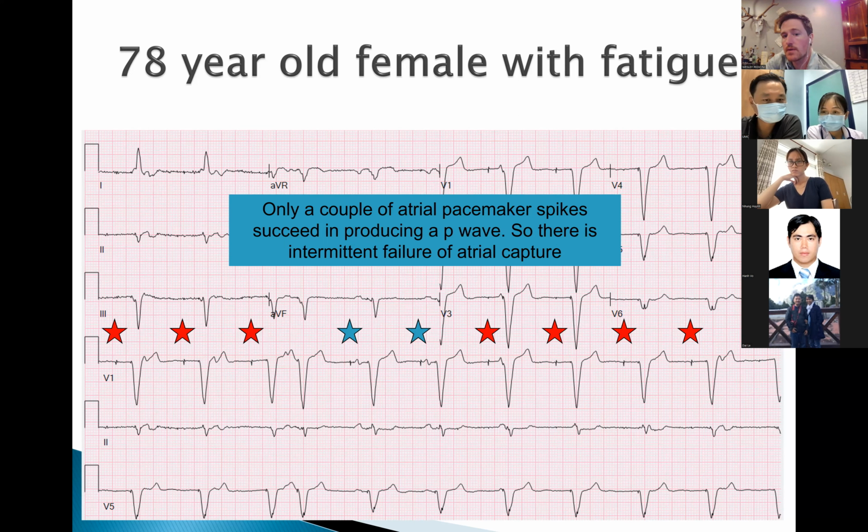But then, we see only a couple of the atrial pacemaker spikes are succeeding in producing a P wave. So that would be the blue stars. The blue stars, we see a capture. The red stars, we don't see a capture of the P wave. You guys see that? Red stars, there's no capture. Blue stars, we see a capture. Yes. So there's intermittent failure of atrial capture.